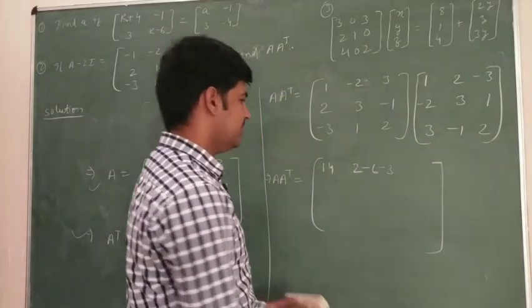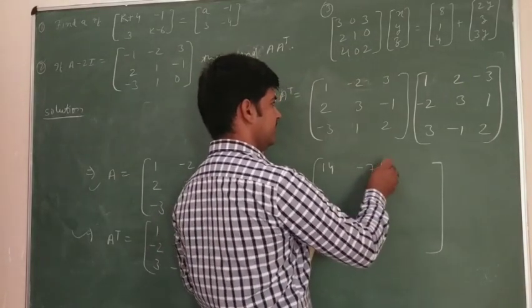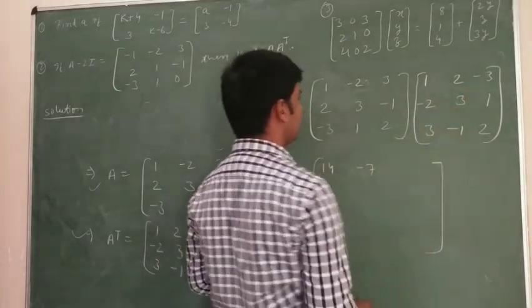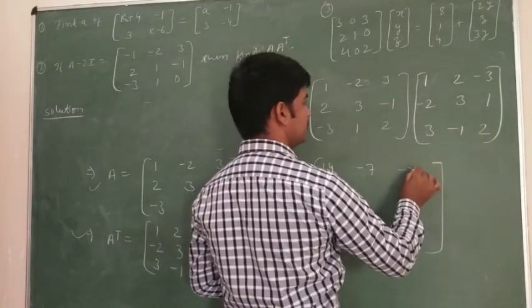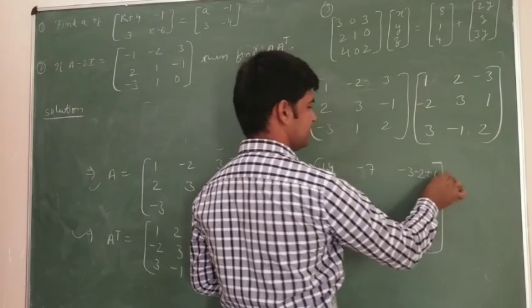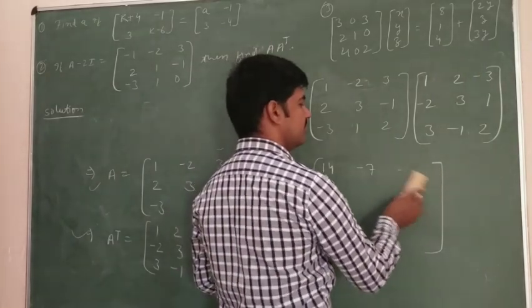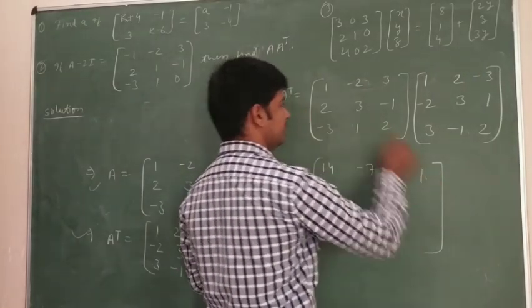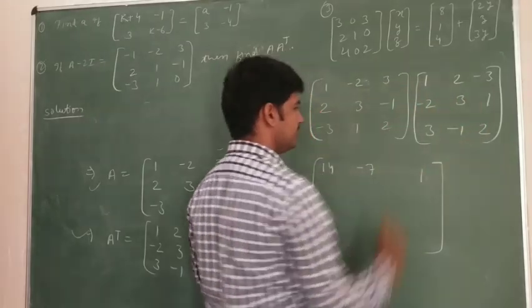So dear students, here we get minus 7 actually. So this is minus 7. Now first row third column, minus 3, minus 2 and plus 6. So we get it as 1. See, minus 3 minus 2 minus 5 plus 6 is equal to 1.